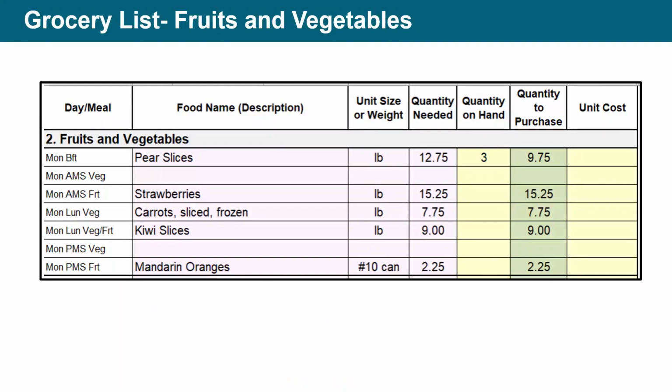Next, fruits and vegetables are listed by day and meal. The first item listed is the fresh pears for breakfast on Monday. According to the estimate, 12.75 pounds are needed if there are none on hand. If 3 pounds are on hand in your inventory, enter 3 under quantity on hand. The 3 pounds are subtracted from the 12.75 total pounds needed. The quantity to purchase is 9.75 pounds.